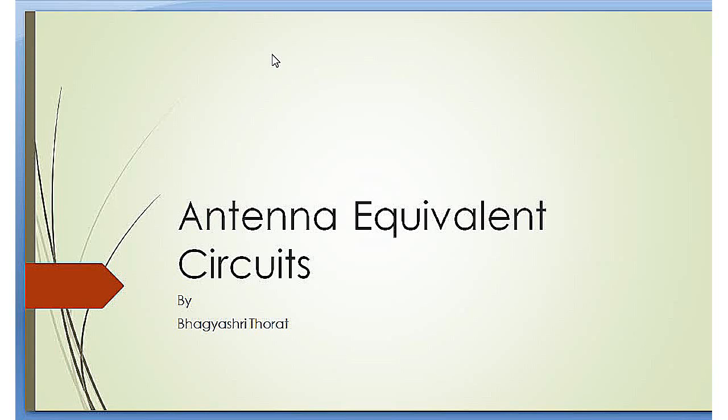This lecture is on antenna equivalent circuit. For antenna, we already studied what is antenna, antenna properties, definition of antenna, and now we are interested to study antenna equivalent circuit for transmitting antenna and receiving antenna.